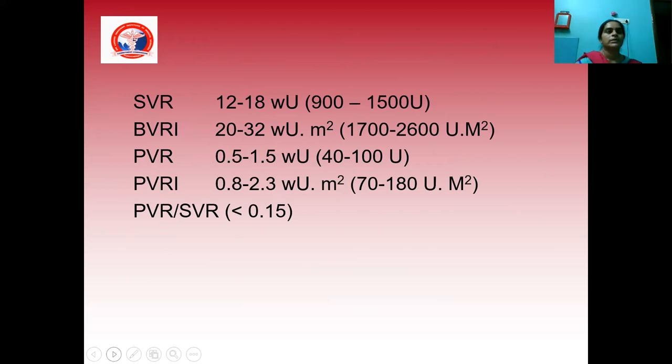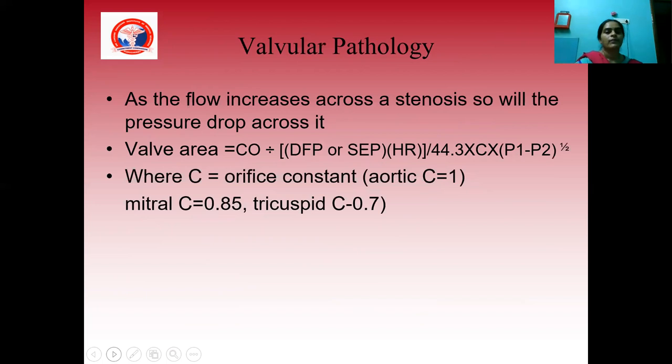Systemic vascular resistance is 900 to 1500 units. And the systemic vascular resistance index will be 1700 to 2600 units per meter square. Pulmonary vascular resistance will be 0.5 to 1.5 or 40 to 100 units. Pulmonary vascular resistance index will be 70 to 180 units per meter square. Pulmonary vascular resistance to systemic vascular resistance, usually it should be less than 0.15.